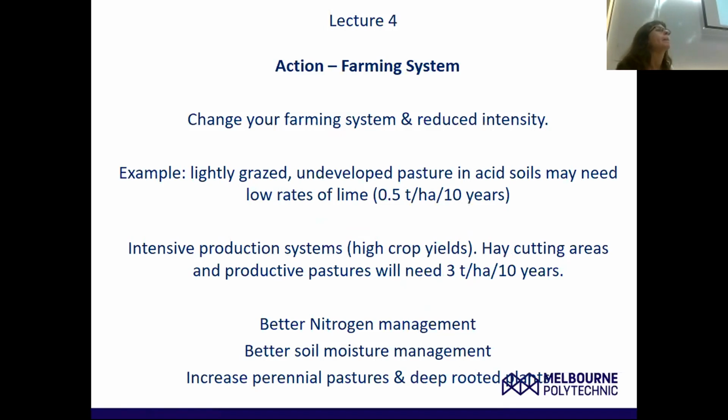Would gypsum and lime go hand in hand with each other? Or are they two totally different things? They have a different mode of action, and so you tend to select one or the other, to be honest.